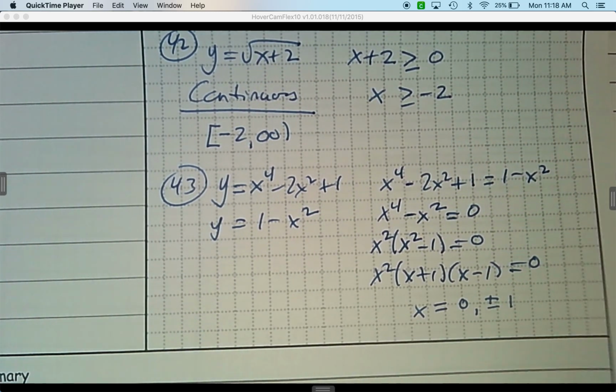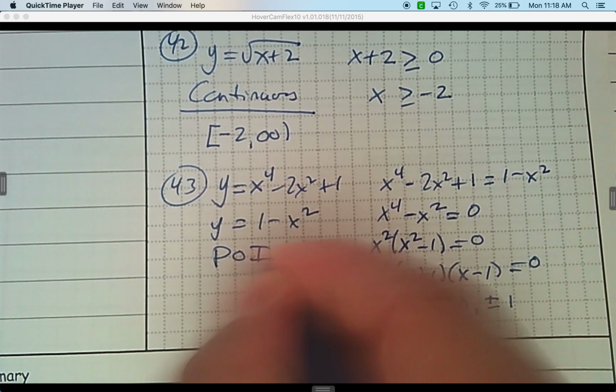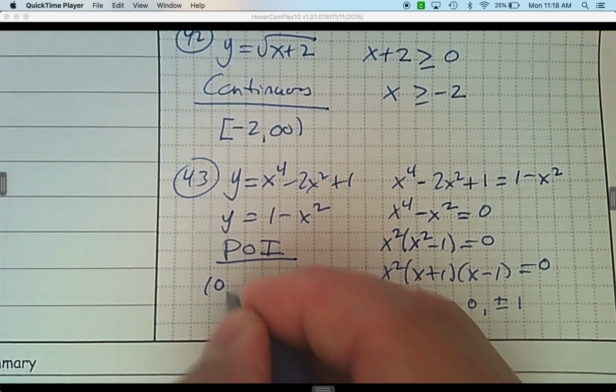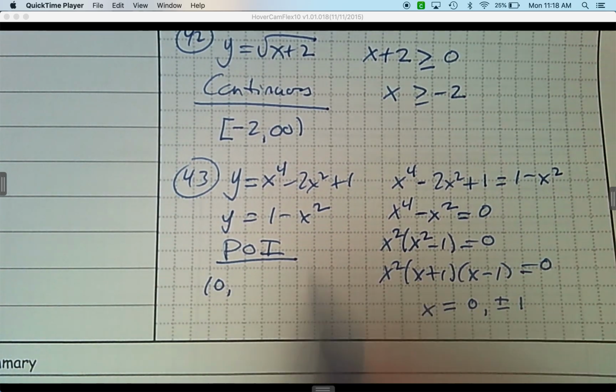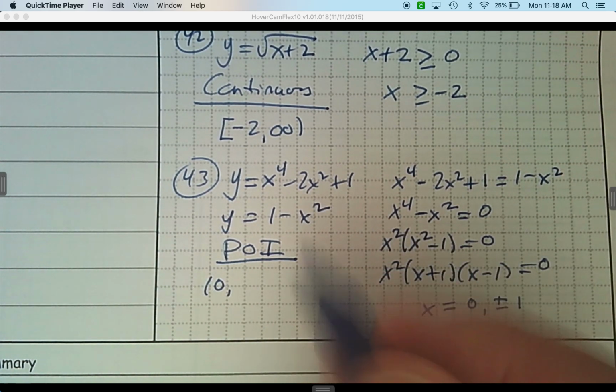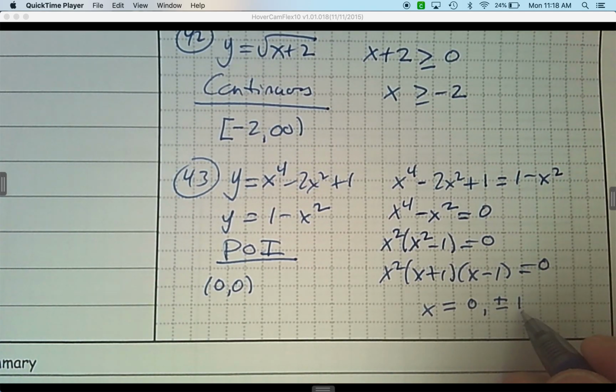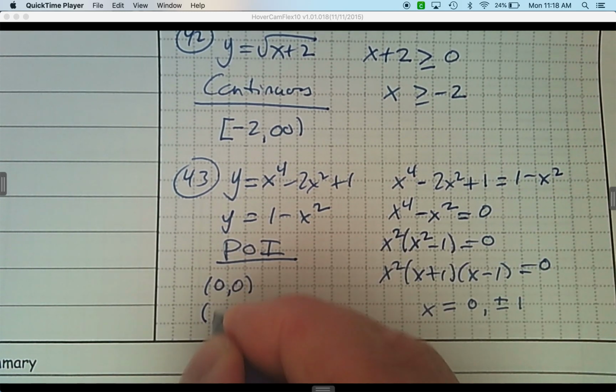Now I have a choice. So these are not yet my point of intersection. So my points of intersection, I got to plug in. So when I plug in 0, what's the answer? Now both are equally easy, maybe, for 0. You can see if I plug in 0 for x, the answer is 0. What happens when I plug in positive 1? What happens when I plug in negative 1? They both give me the same answer.